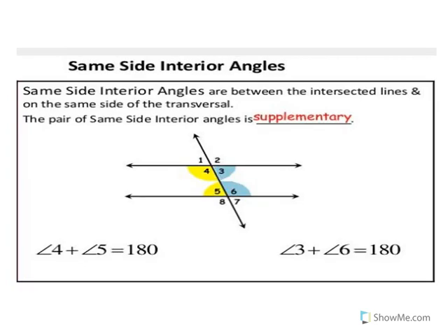Same side interior angles. Same side interior angles are between the parallel lines and on the same side of the transversal. The pair of same side interior angles is supplementary. So angle 4 and angle 5 are same side interior angles, so the measure of angle 4 plus the measure of angle 5 is equal to 180 degrees. Angle 3 and angle 6 are same side interior angles, so the measure of angle 3 plus the measure of angle 6 is equal to 180 degrees.